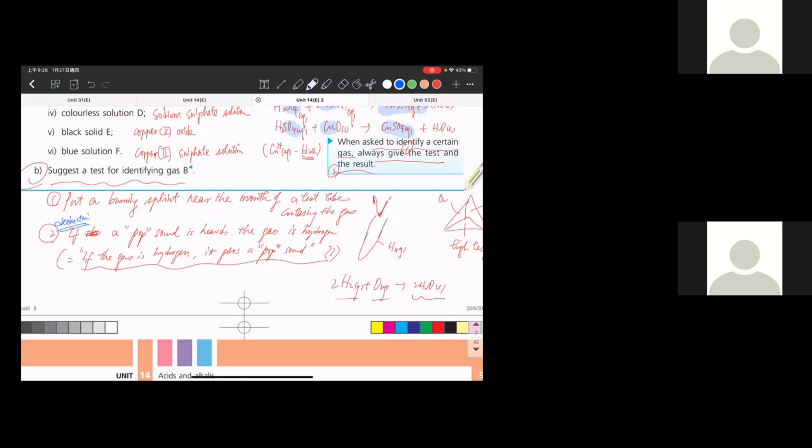The fact that it contains hydrogen. It contains hydrogen. So why do you think that whenever it gives a pop sound, the gas must be hydrogen, but not other gas? 朱家元, what do you think?